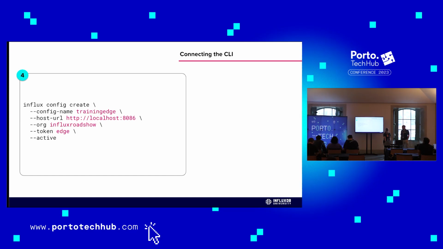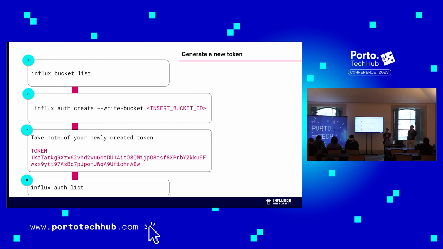All right, and once we've connected up to the CLI and got that all going, now we're going to go ahead and run these 4 commands. We're going to do influx bucket list, which will give us a list of our buckets. We're going to do an influx auth create write bucket with inserting the bucket ID of the bucket generator. So I'll actually just show this. We'll take it step by step.